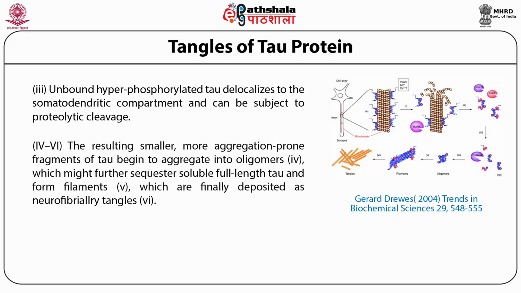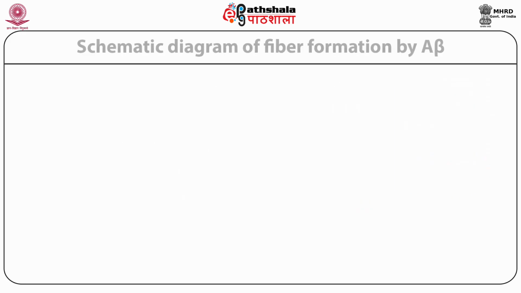The resulting smaller and more aggregation-prone fragments of tau begin to aggregate into oligomers, which might further sequester soluble full-length tau and form filaments, which are finally deposited as neurofibrillary tangles. So these small fragments of tau form aggregates, and once these aggregates are formed, they act like a seed. They even sequester the functional tau protein from the microtubules.